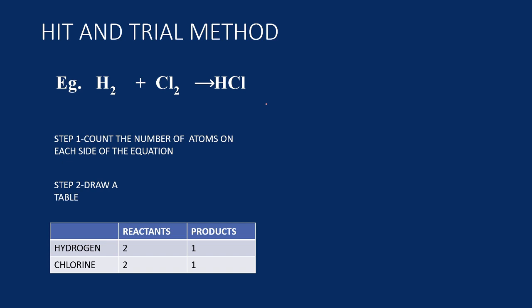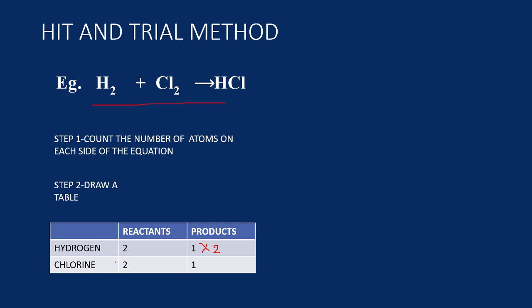Next, coming to the method, there is one common method which is called the hit and trial method. The first one is a simple one, H2 plus Cl2 will give you HCl. As you can see here, there are two H and two Cl, which gives you HCl. We know it's not balanced. So the main concept of this is just to multiply this by 2.